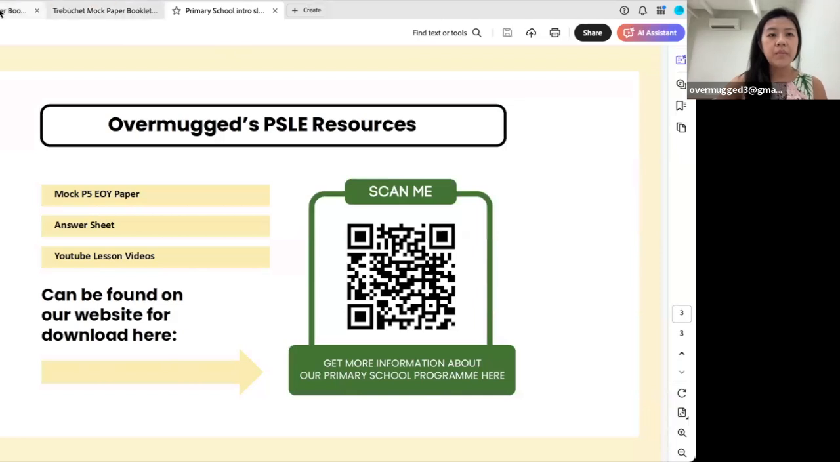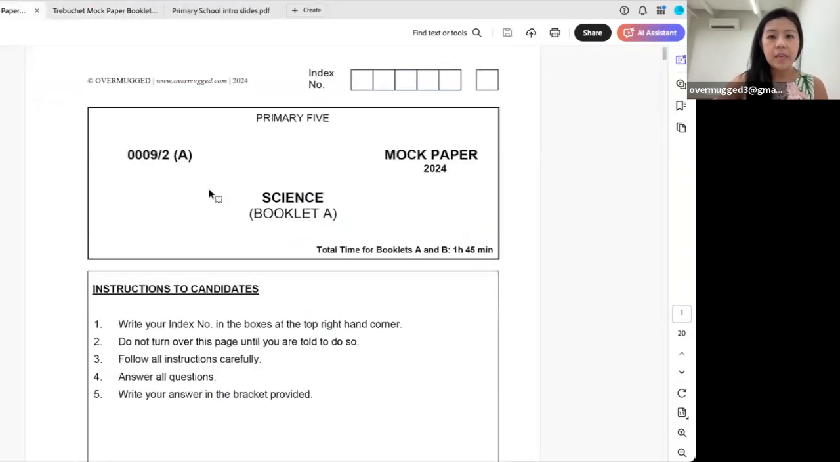Okay. I will begin with booklet A first. It would be good if you have done it as a timed practice to give yourself the full 1 hour 45 minutes to sit down and complete the paper. And also hopefully you have gone through the paper with highlighting and annotation, okay, as per what is expected of a science paper. All right, so let's begin with booklet A.